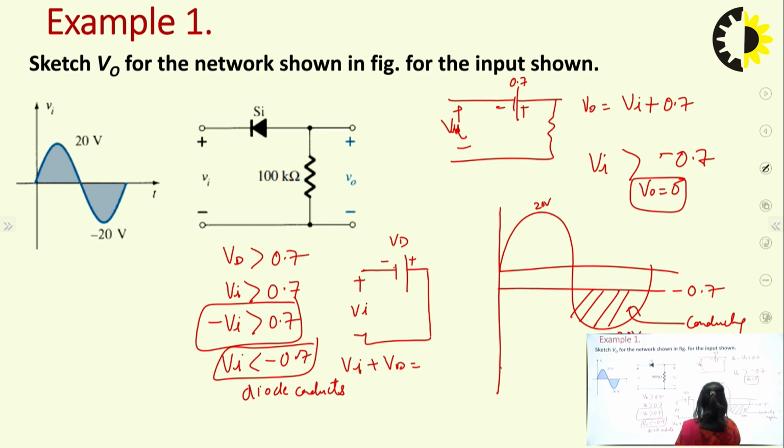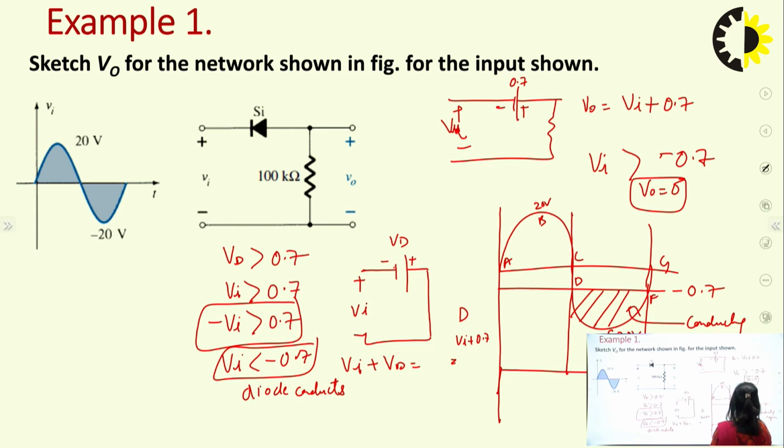So in the conducting region we can see this is our A, B, C, D, E, F, G. So we can draw the line here. In the conducting region, at D point the output is Vi plus 0.7. Here the value of Vi is minus 0.7, so that's why it will be equal to 0 at this point.